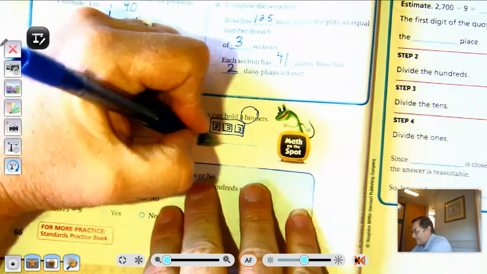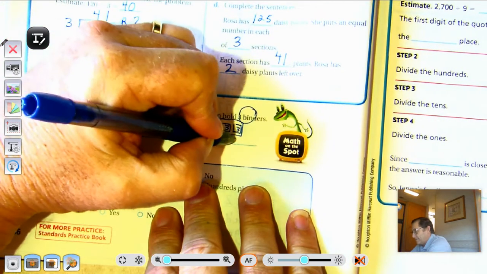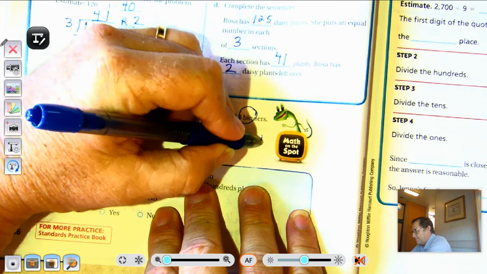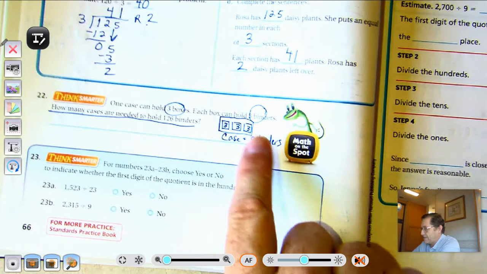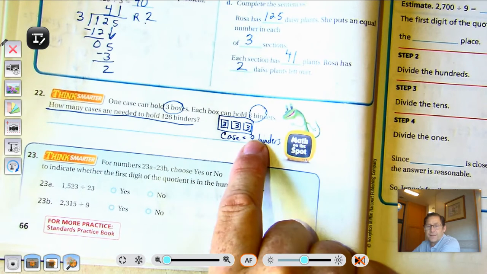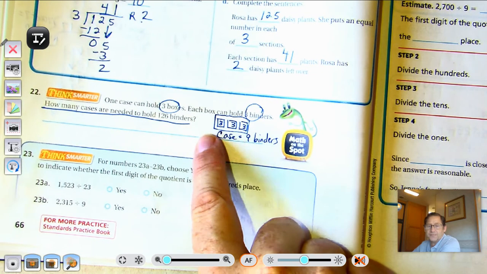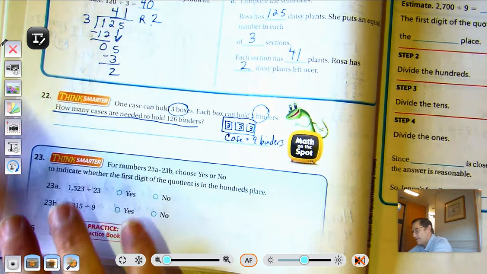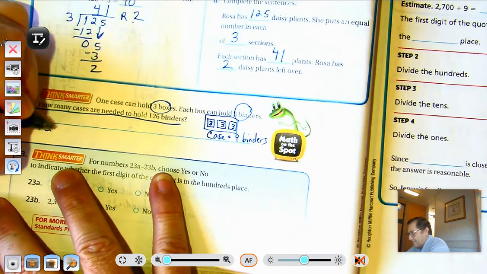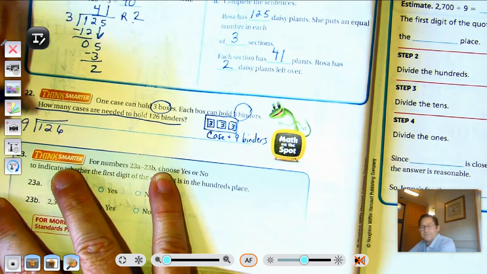So every case equals 9 binders, right? Because every case has 3 boxes, and in each box is 3 binders. So 9 binders per case. So we're going to divide 126 by 9.